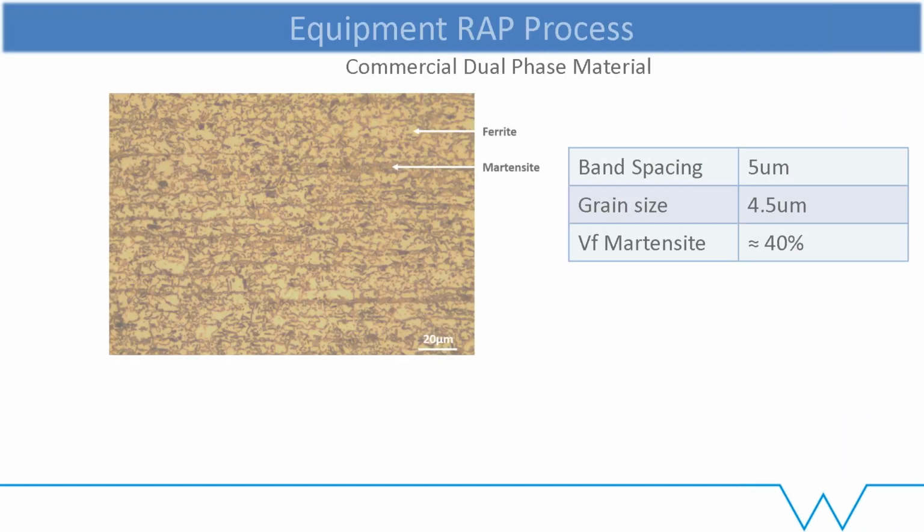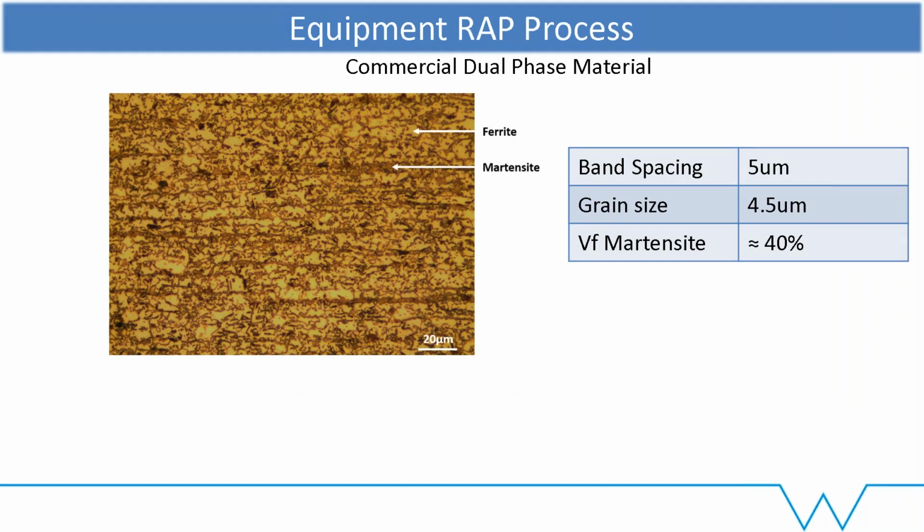And I'll give a quick case study here. So this is a dual phase steel. Those of you familiar, it's got 2 phases. You've got your ferrite and your hard martensite phase, and it gets a lot of its properties from its grain size, its band spacing, and the volume fraction.